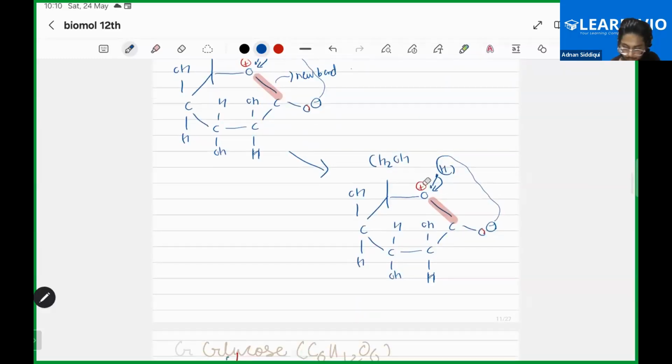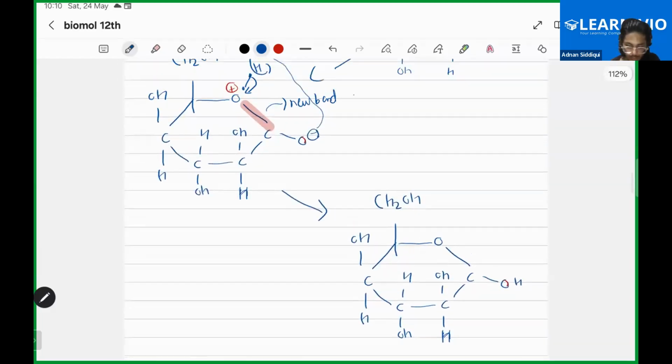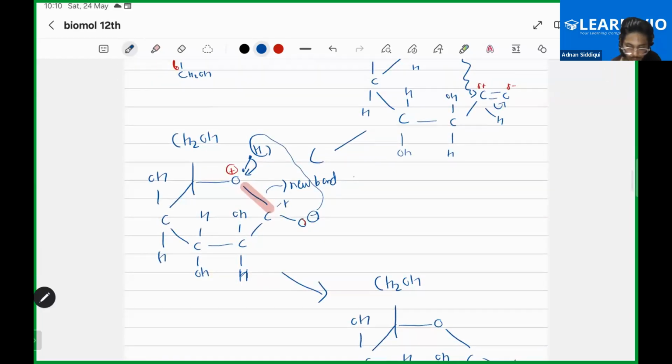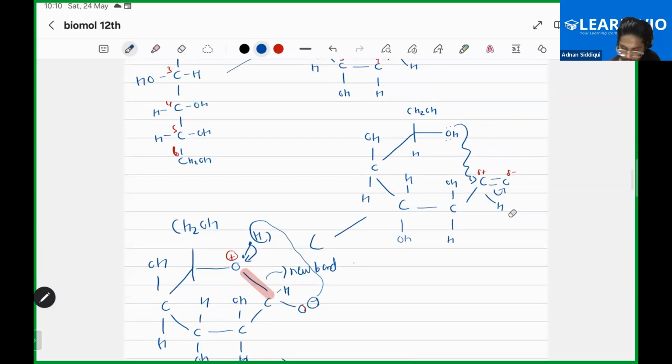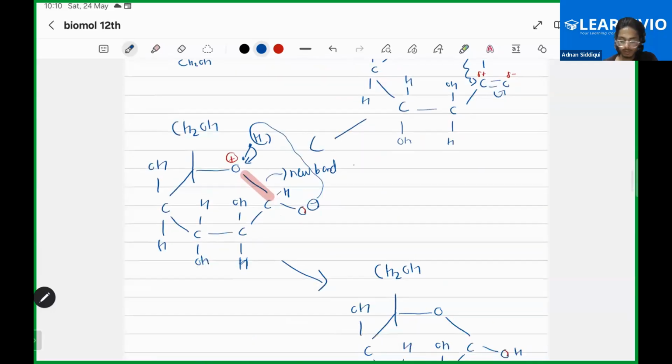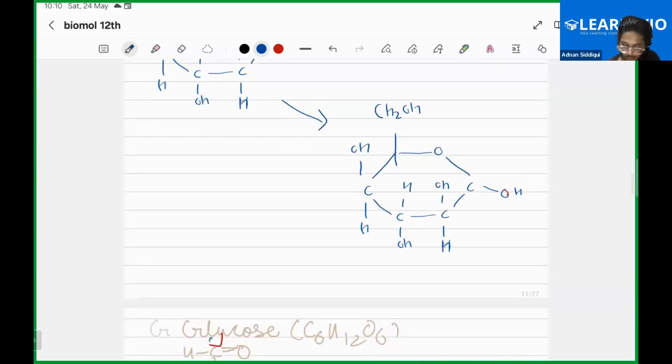Now it will look like this. Okay, and this had its own H as well. Right? So it will have its H like here.